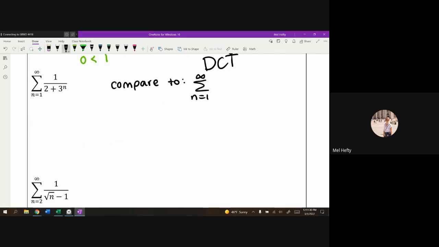Does anyone have an idea? You do? Does anyone want to share their idea? You think it's geometric? So what geometric one do you think it is? 1 over 3 to the n, which some of you, I think I heard some people mentioning, would be the same thing as (1/3) to the n if I want to make it look a little more geometric. Do you guys agree with Brandon that this would be a geometric series?